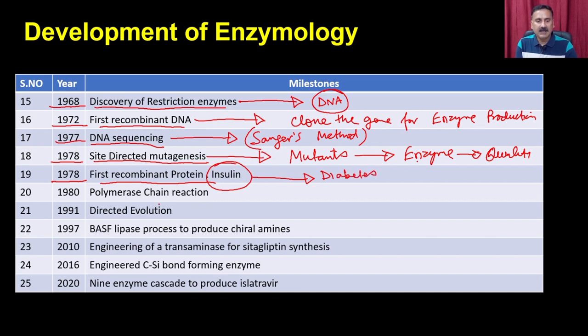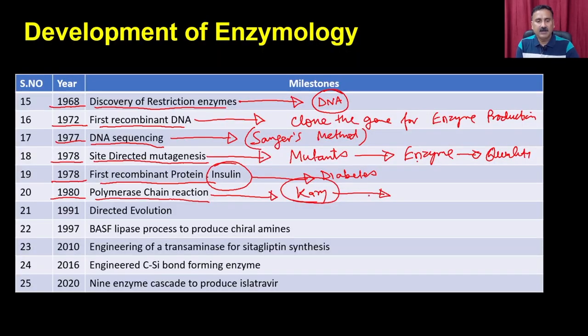Then in the year 1980, PCR was discovered by Kary Mullis, right? And that has revolutionized the way you can perform cloning. You can make multiple copies of a particular gene, and you can clone that. And then in the year 1991, there was the directed evolution concept to understand how proteins are evolved in different organisms.